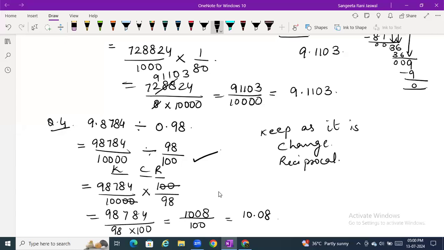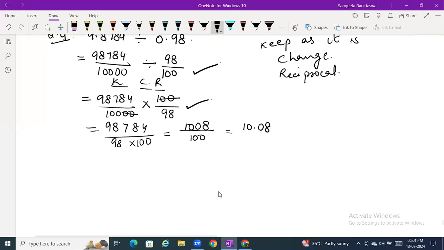We kept the first number as it is. We changed the sign of divide to multiply and we took the reciprocal. That became 100 by 90. So this also you understood now? Yes, ma'am. Okay. Now here we did the cancellation part. 2 zeros are here and here there are many zeros. So we cancelled 2 zeros. This is now 100 and 98 is here.